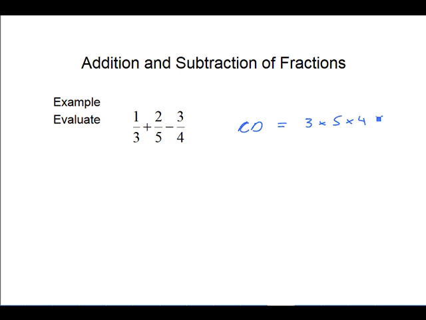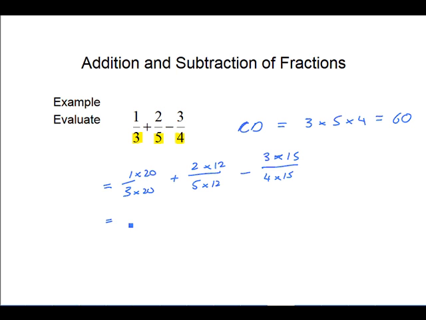So when I do that, I get 60. I know 3 goes into that, 5 goes into that, and 4 goes into it. Now, you need to get each fraction with 60 underneath it. To make the 3 into a 60, you multiply by 20. You've got to do that top and bottom. Likewise with the 5, to make that 60, you multiply top and bottom by 12. And with 4, you multiply it top and bottom by 15 to make it 60.